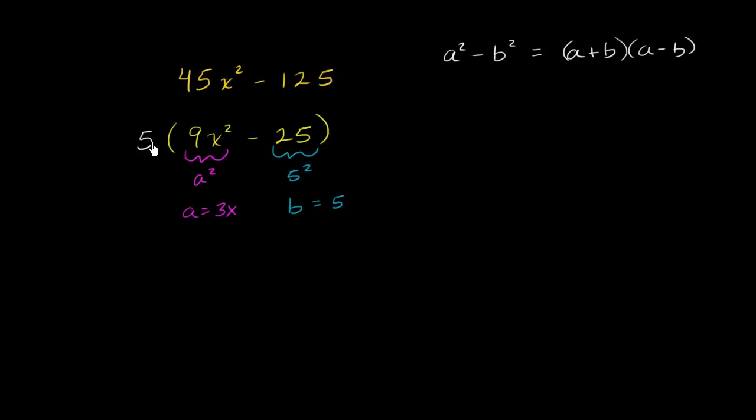So we can't forget our 5 out front that we factored out. So it's going to be 5 times a plus b times a minus b. So let me write the b's down: plus b and minus b. And we're done. 5 times 3x plus 5 times 3x minus 5 is 45x squared minus 125 factored out.